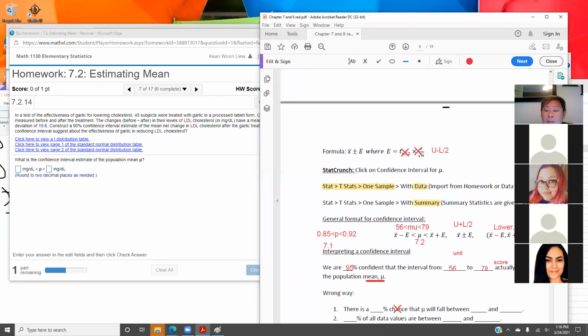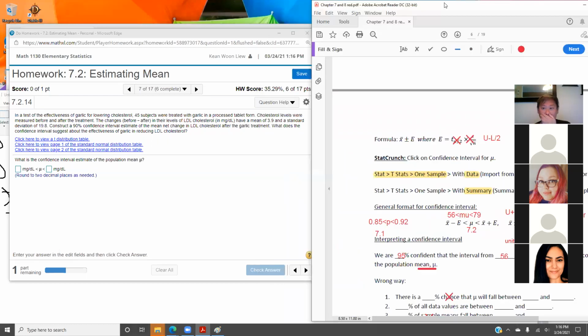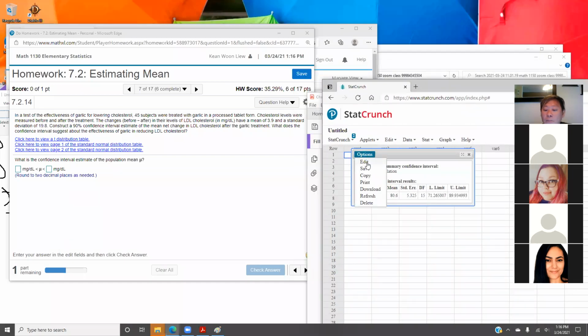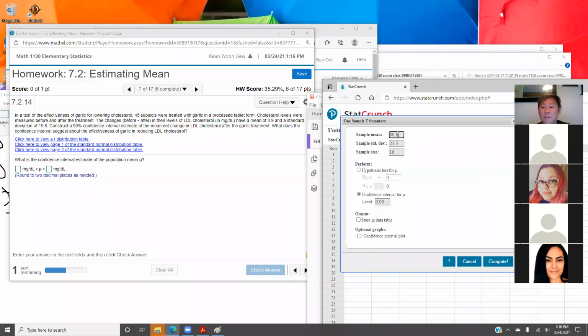Is this data or summary? Summary. I will do an example about data later. Sorry. And we're going to put some little numbers here since it's summary. So what is your sample mean here?